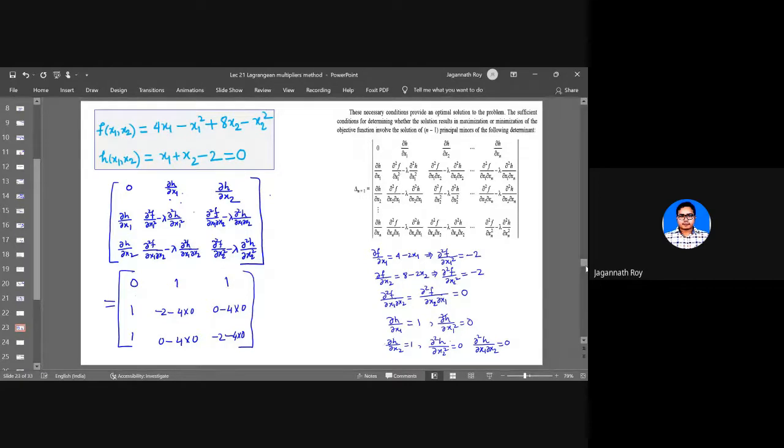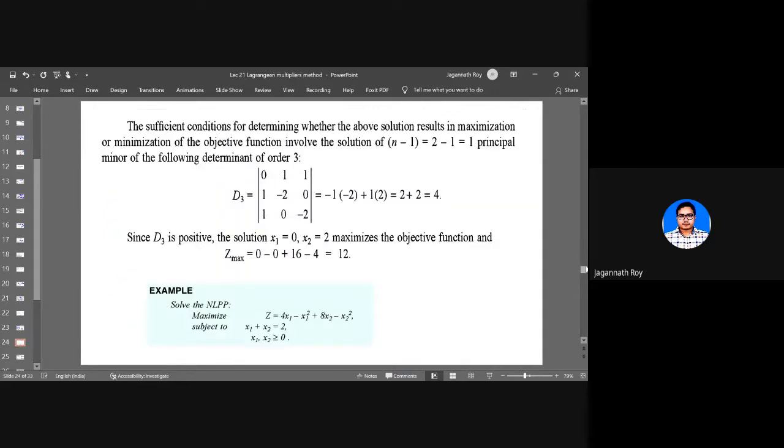So from here, fx is this one, and try to find out del fx, del x1, and the second order partial derivative, and then substitute here. So minus 2 minus 4 into 0, that one we have calculated. So this is just simple calculation. You can make it. Now we try to find out whether this is greater than 0 or not.